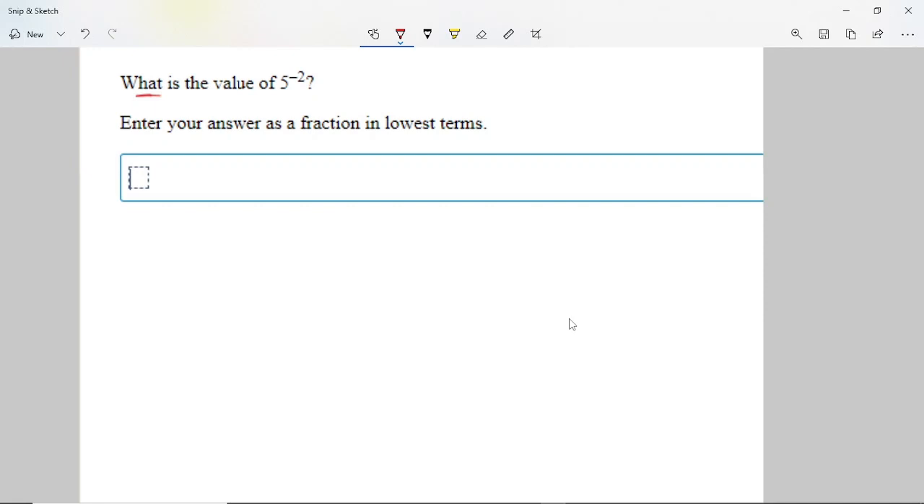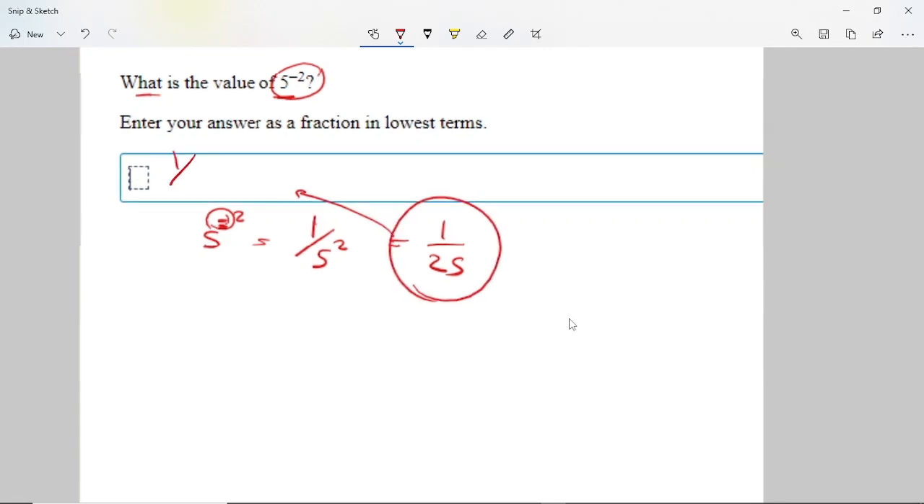What is the value of 5 to the power of negative 2? So 5 to the power of negative 2, we will flip this number and change the sign of the power from minus to positive. So it will be 1 over 5 to the power of 2, which is 1 over 25. So the answer will be 1 over 25.